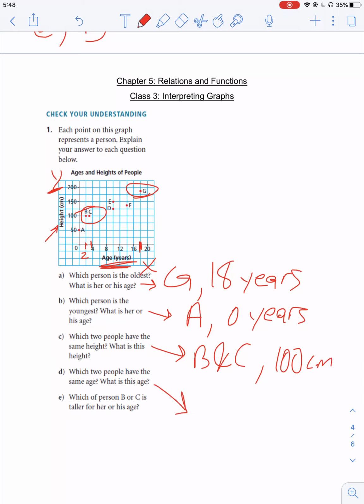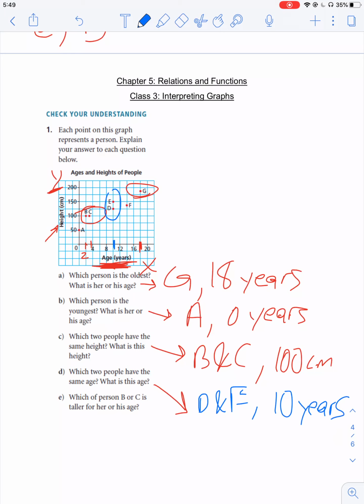This one over here, which two people have the same age? Now, age is your X, right? So we're looking at 2 points that have the same X value, or the X coordinate. So it's actually this one. So D and E. What is the age? So it's in between 8 and 12, and it's increasing by 2, so it has to be 10 years, right? And then finally, hold on, this has to be 10 years.